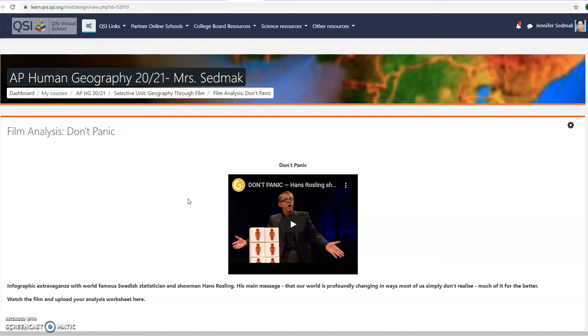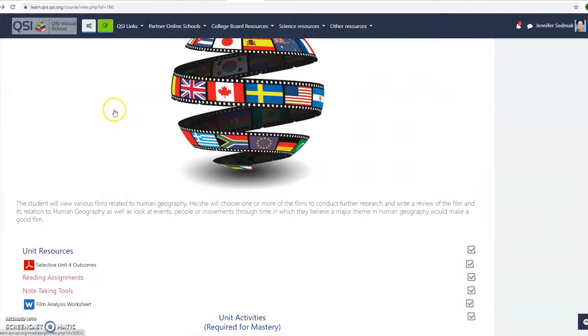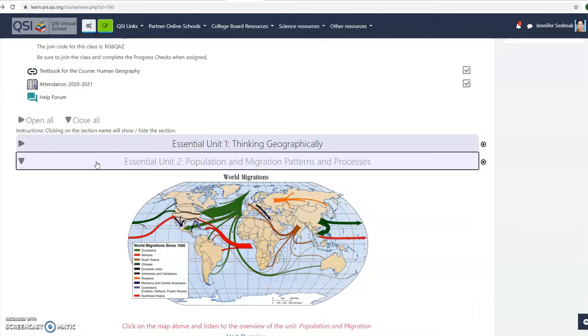And once you are done watching it, then make sure you fill out the analysis document and upload it in this selective unit tab, okay? Then going back to the main course page and going back up here, Essential Unit 2. So go back and open this one.